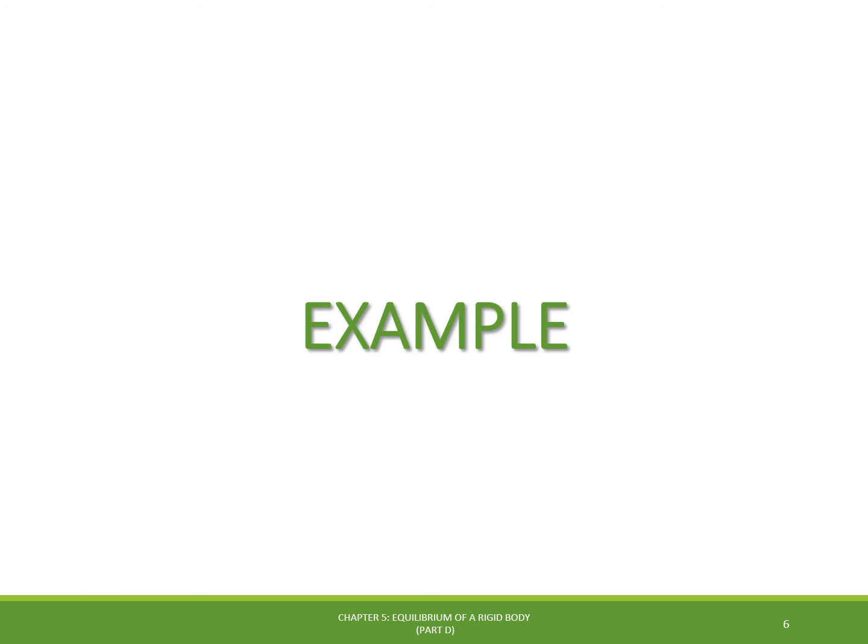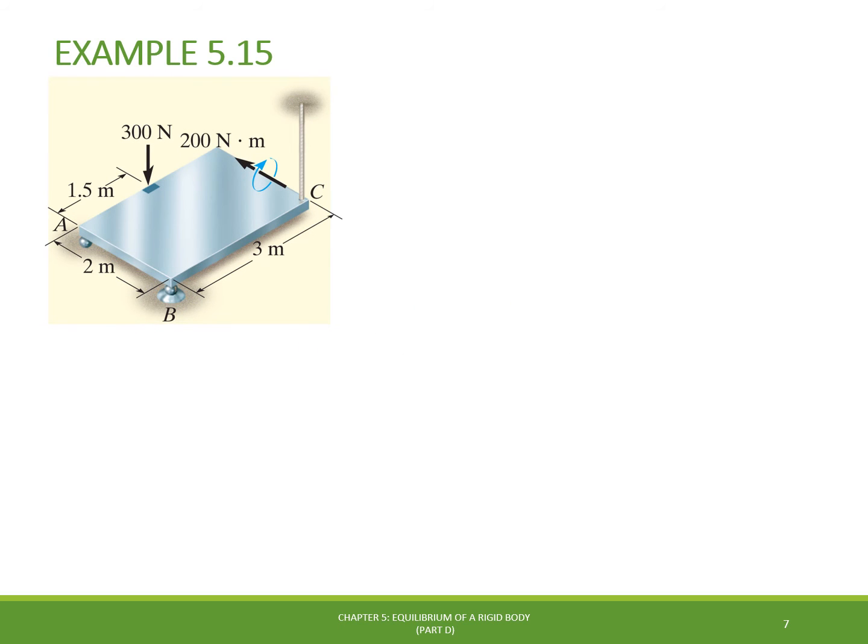Now, let's go through the solution of one example using the scalar analysis. In example 5.15, we have this homogeneous plate shown here, which has a mass of 100 kilograms and is subjected to a force and couple moment along its edges. If the plate is supported in the horizontal plane by a roller at A, a ball and socket joint at B, and a cord at C, we have to determine the components of the reaction at these supports.